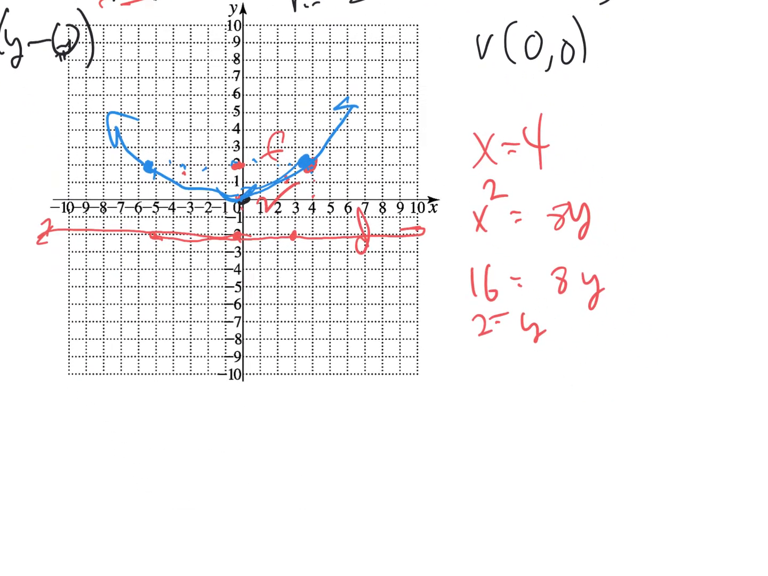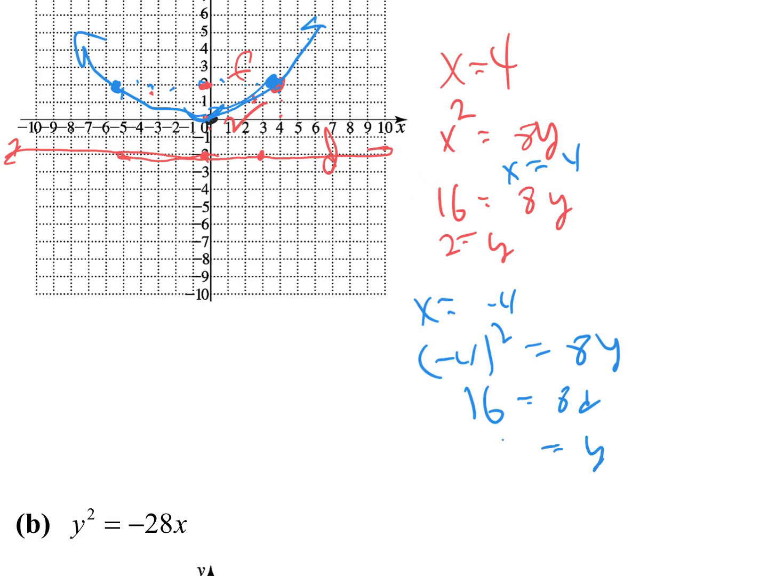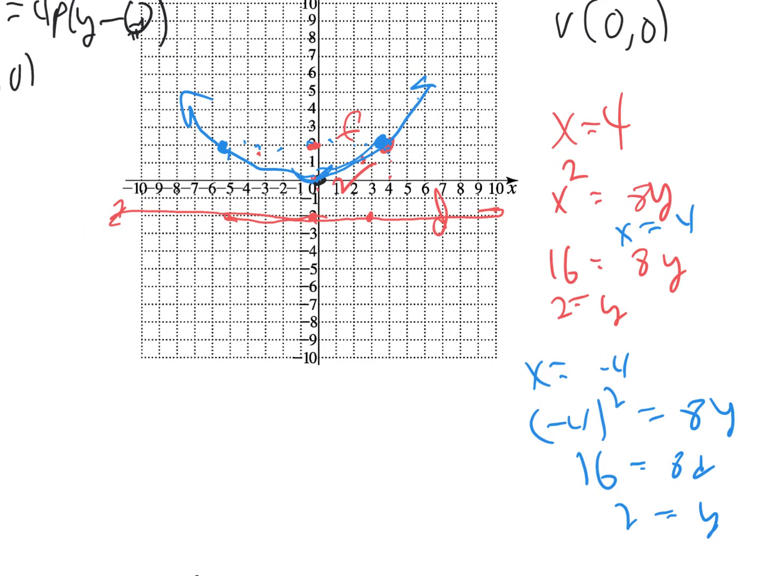And let me prove to you that if this was with x equals 4, what if x was equal to negative 4? Well, negative 4 squared equals 8y. Doesn't change anything. I still get y is equal to 2. So at negative 4, and I think I was too far over.